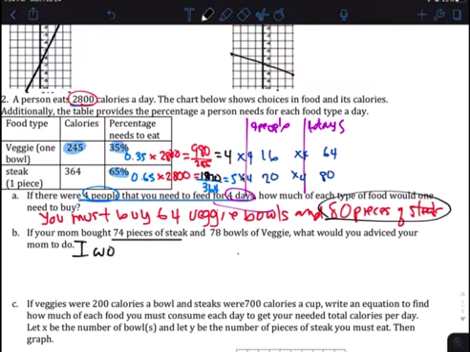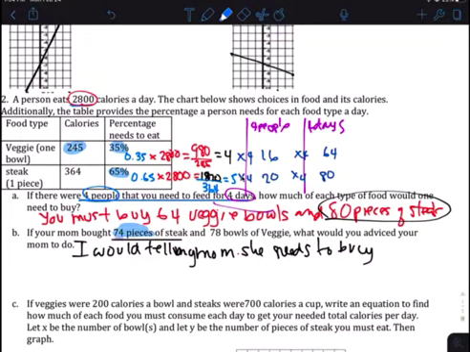So you would tell your mom she has to buy more. She needs 80, only has 74, so she needs 6 more, right? Subtract that, you get 6. Buy 6 more pieces of steak.